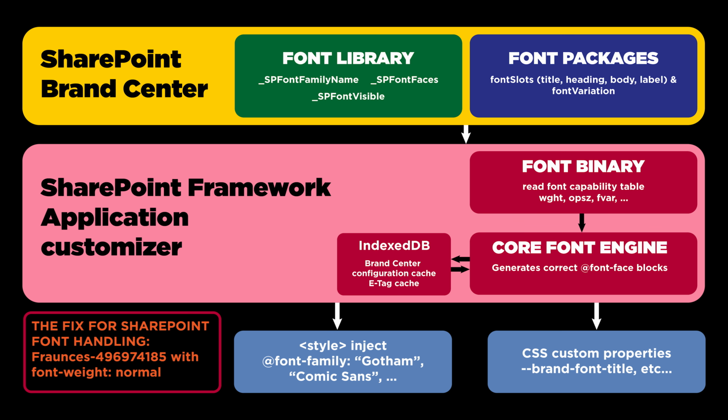On first load, it reads the full Brand Center configuration and analyzes each font file for its actual capabilities. That's what you see labeled as font binary in the diagram. The results are stored in the browser's built-in database, and the core engine uses the stored data to generate semantically correct font definitions that include all their real capabilities. Based on the current SharePoint font configuration, it also adds CSS custom properties into the page. The semantic rich text editor then uses these properties. When the Brand Center configuration changes, the application customizer detects the update and refreshes the cache.